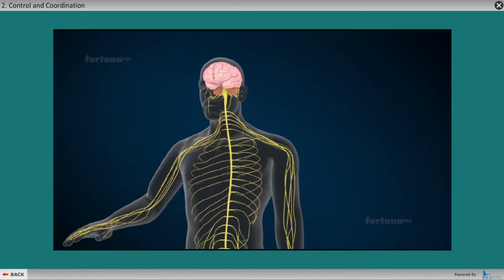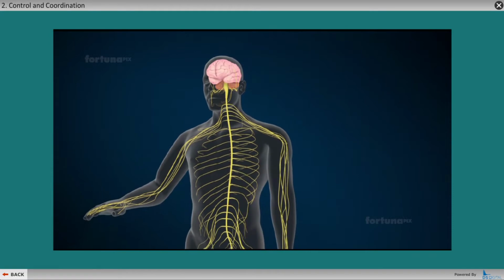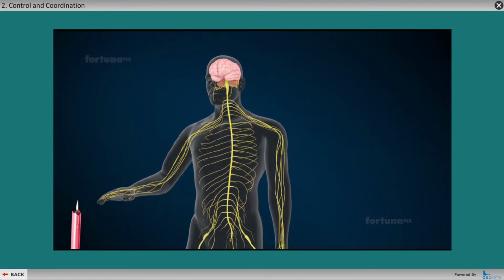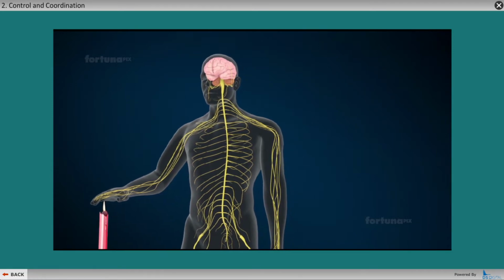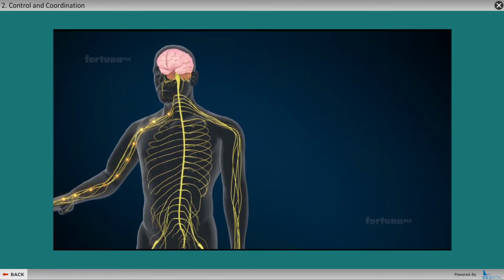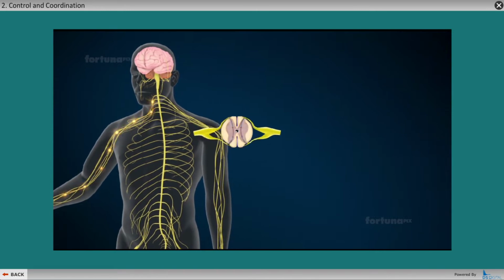Using our example of the candle, let's see how reflex action actually works. The stimulus, in this case the heat from the burning candle, will be sensed by the heat receptors in the skin of your hand. The stimulus will trigger an impulse in a sensory neuron which, in turn, transmits the message to the spinal cord.